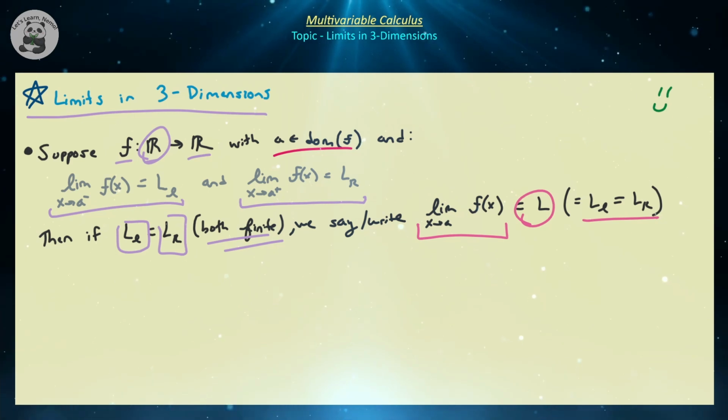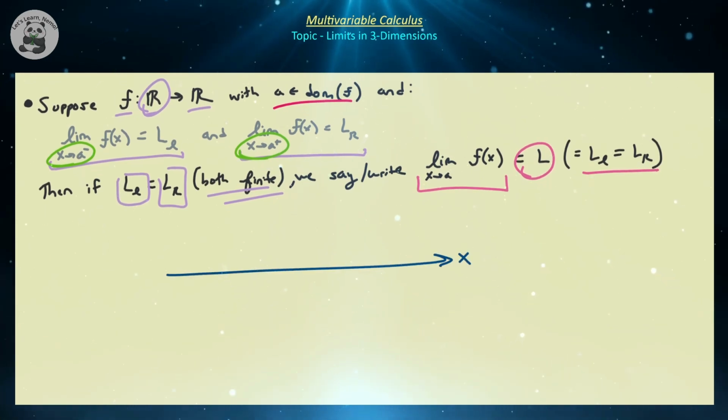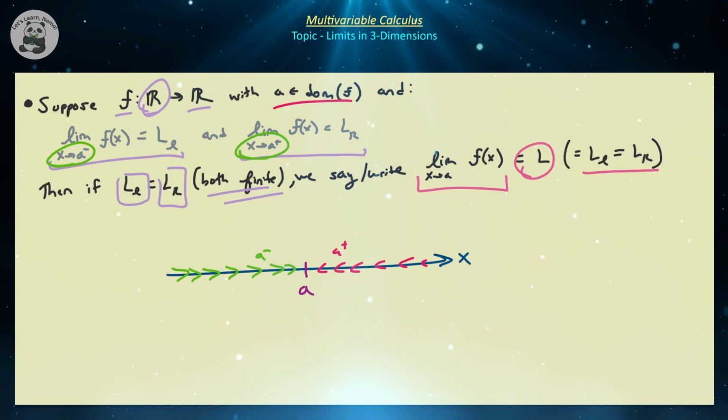Now, the reason that it's important to understand this idea is because we have this notion of approaching points from directions. So we have x approaching a from the left and x approaching a from the right. If we view this from, say, a real line, here's our x-axis, here's our point a. We can approach this point a from the left, so that's a minus, and we can also approach a from the right, so that's a plus.